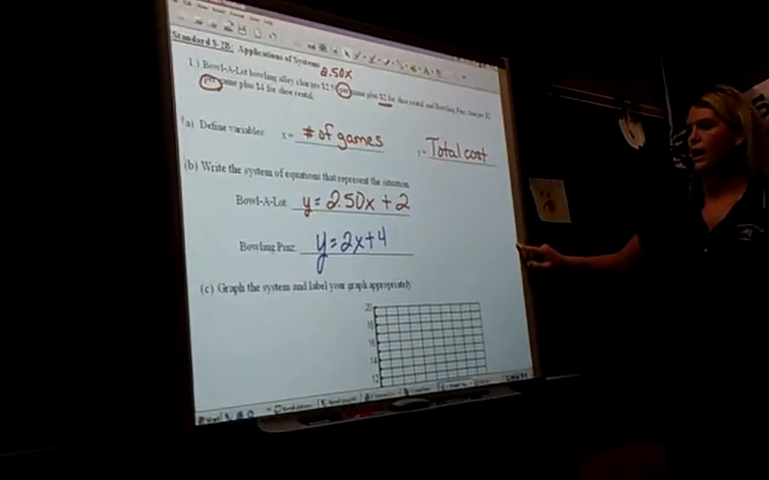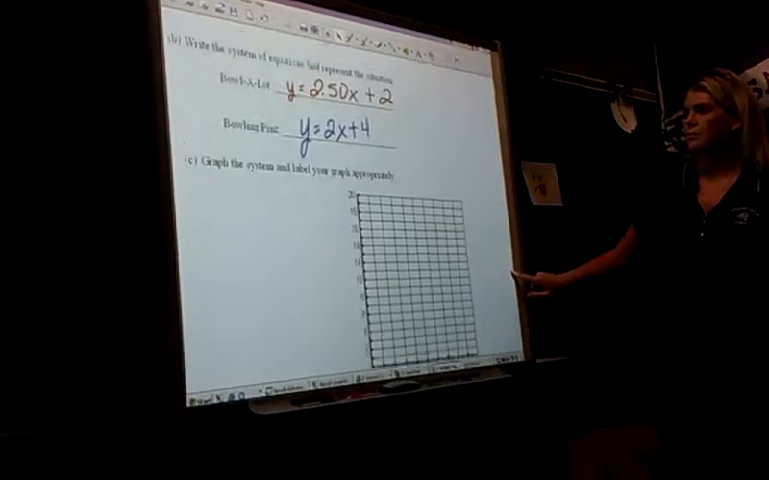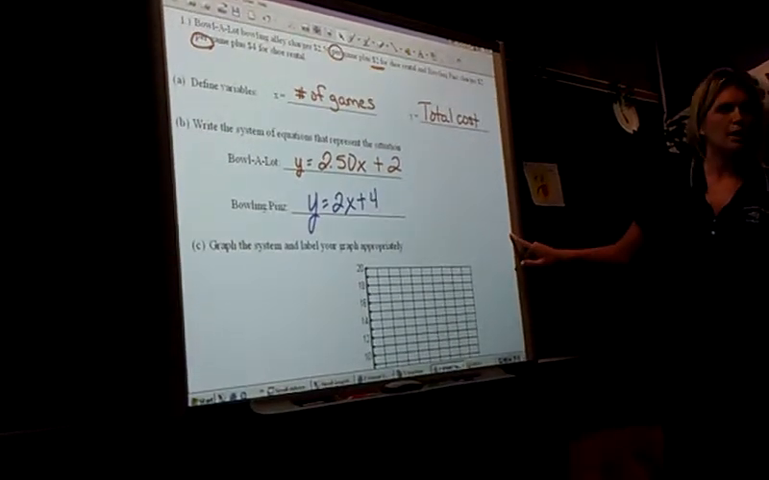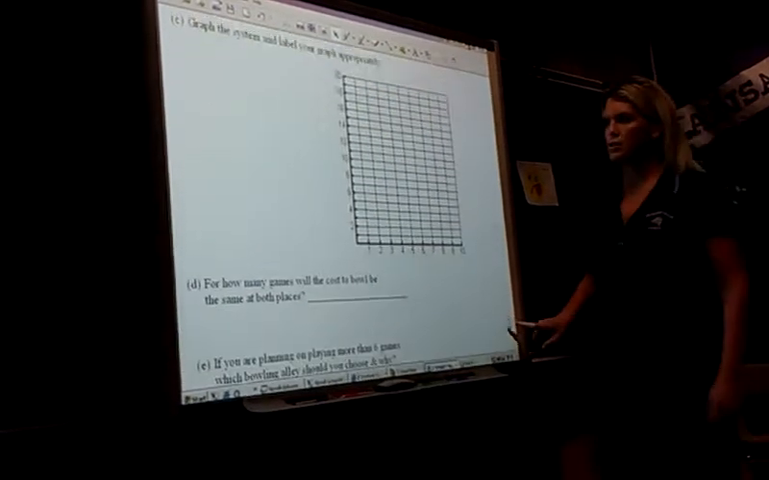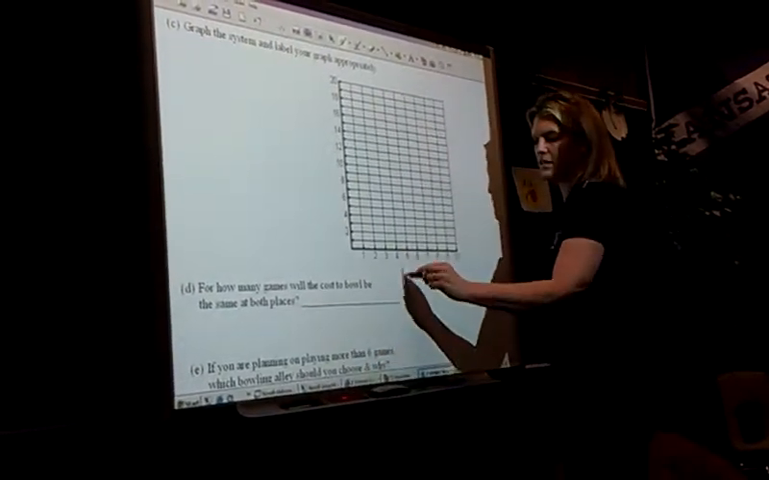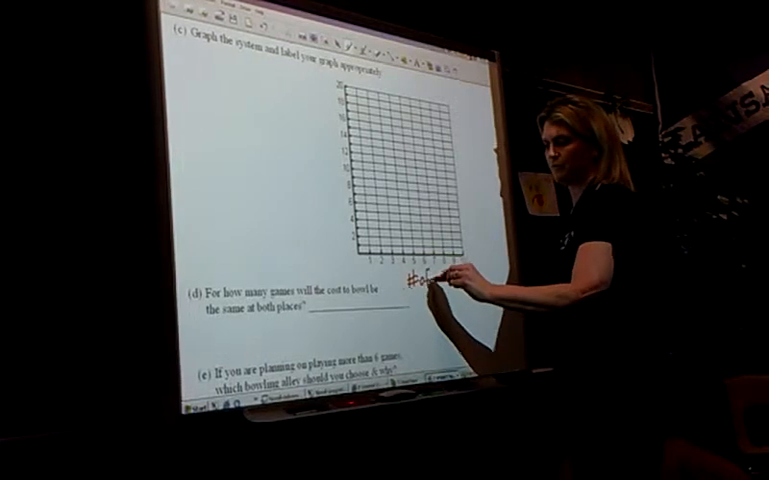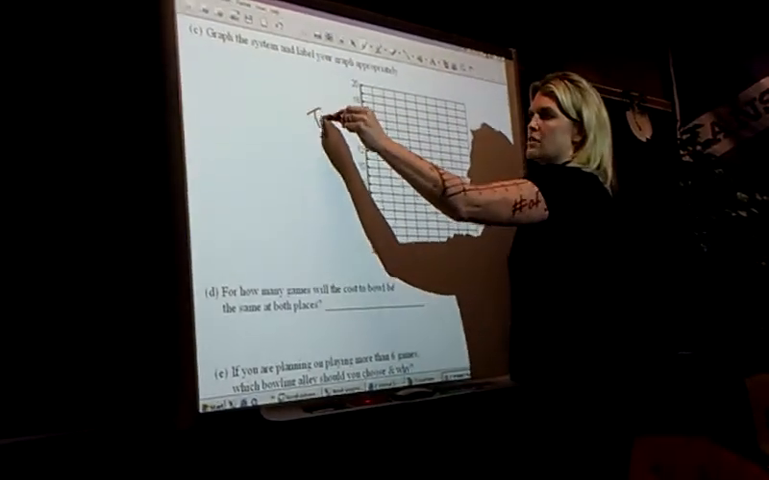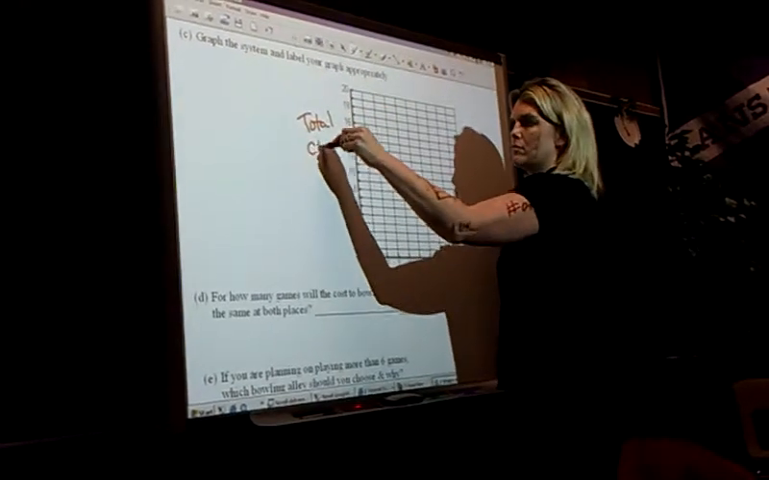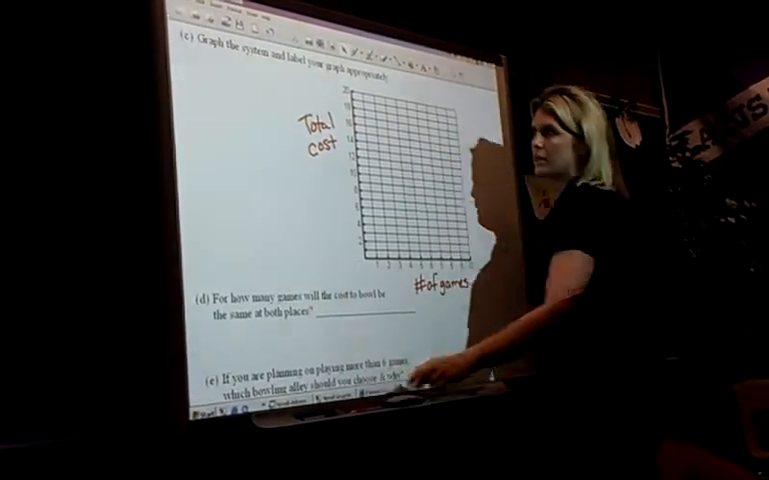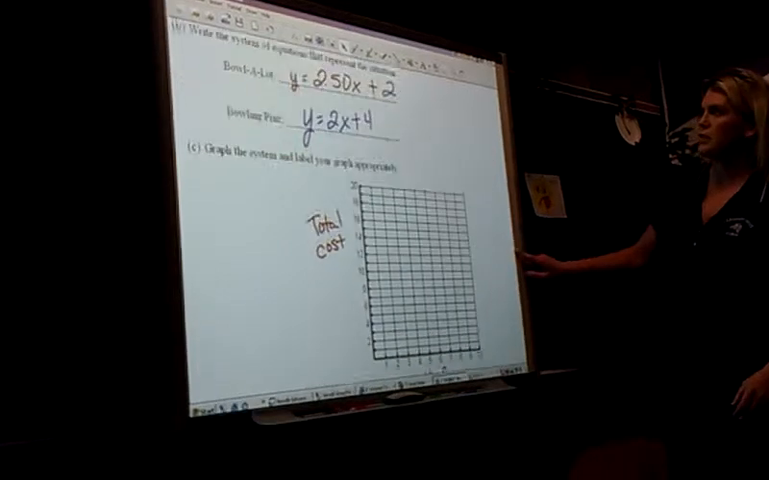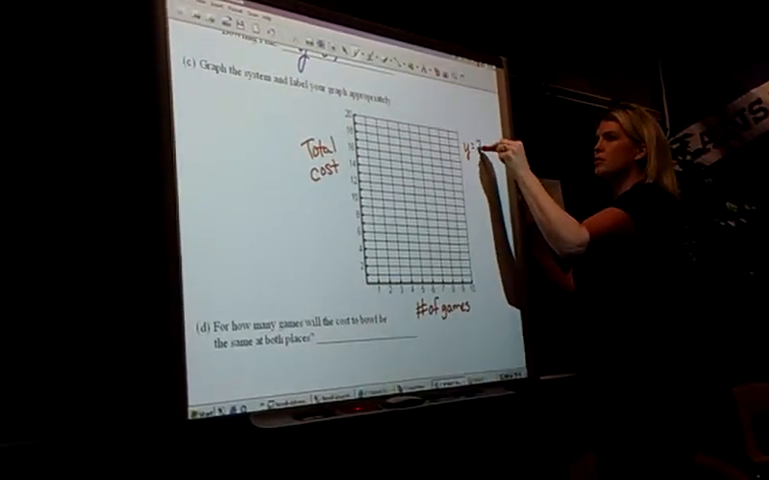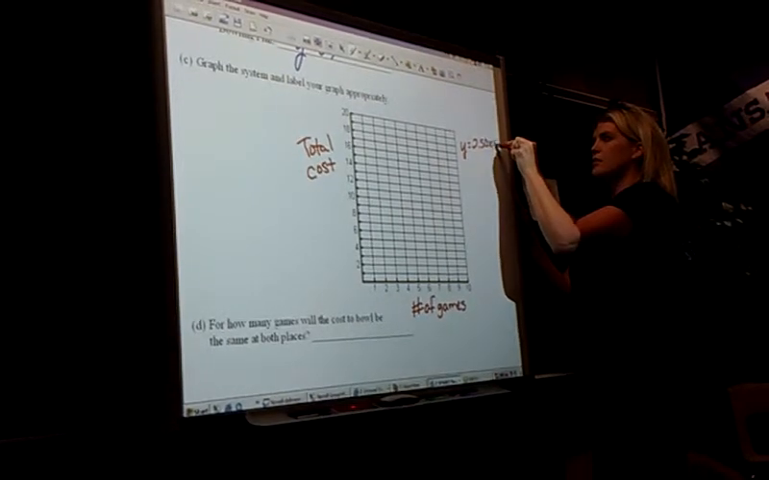Now we need to go and graph the two equations. But we need to also label. X is the number of games, y is the total cost. So I'll go down here on my graph. X is the number of games, y is the total cost. Now it's hard for me to see, so let me pull this down. I see 2.50x plus 2. Y equals 2.50x plus 2.